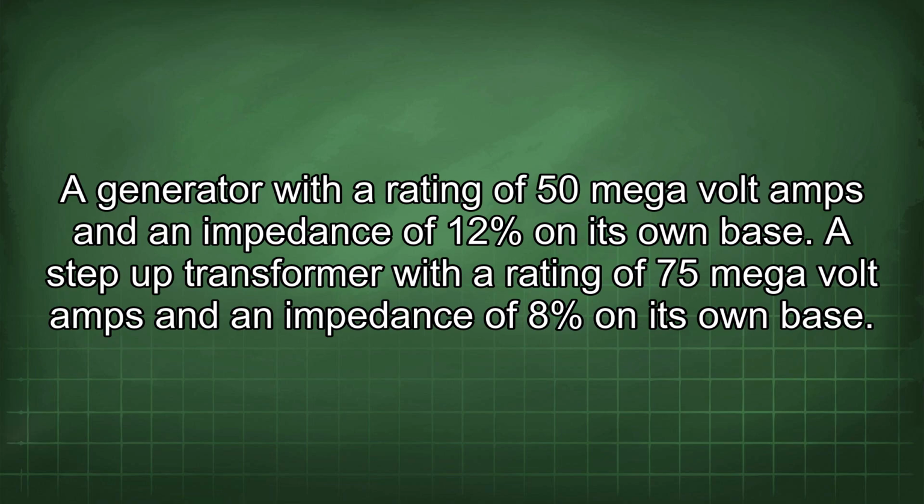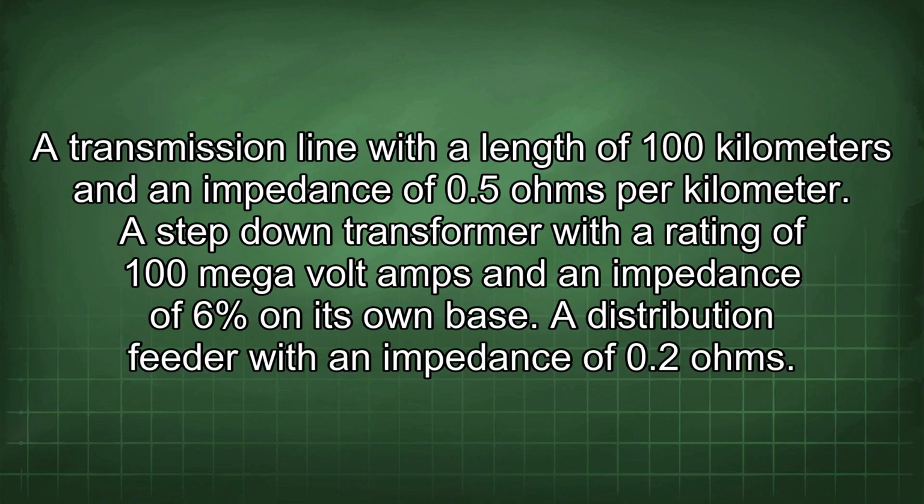impedance of 12% on its own base, a step-up transformer with a rating of 75 megavolt amps and an impedance of 8% on its own base, a transmission line with a length of 100 kilometers and an impedance of 0.5 ohms per kilometer, a step-down transformer with a rating of 100 megavolt amps and an impedance of 6% on its own base, a distribution feeder with an impedance of 0.2 ohms.